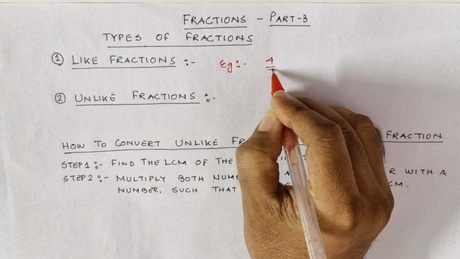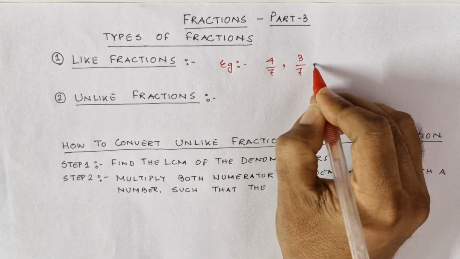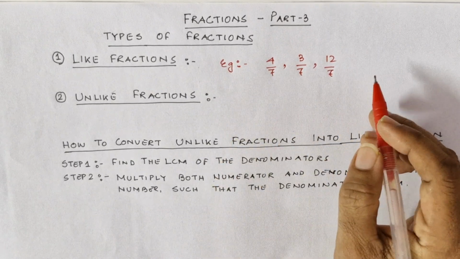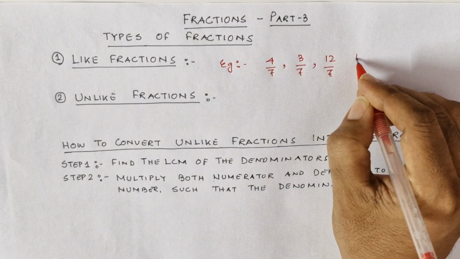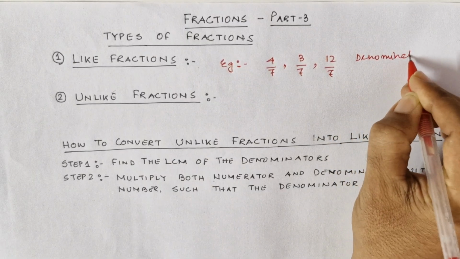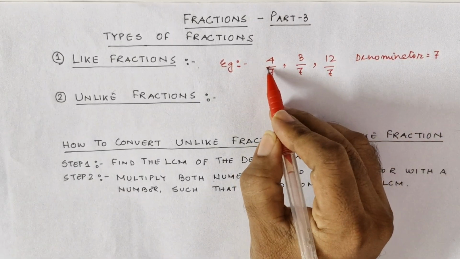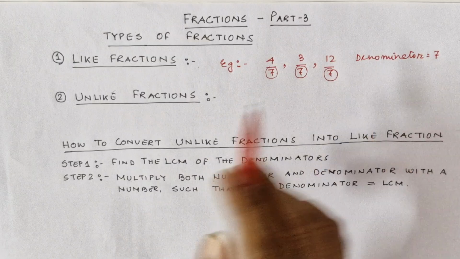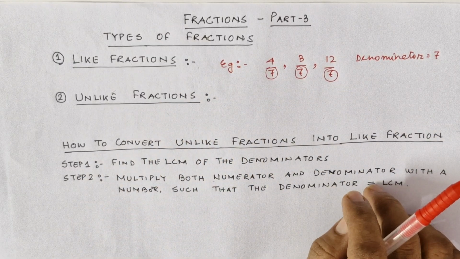See, 4 by 7 is one fraction. We have taken another fraction, 3 by 7, 12 by 7. See, these are all like fractions. Why? Because their denominator is 7. All the denominators are 7. So they have the same denominators. That is why these fractions are called like fractions.